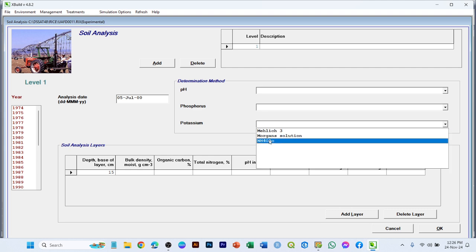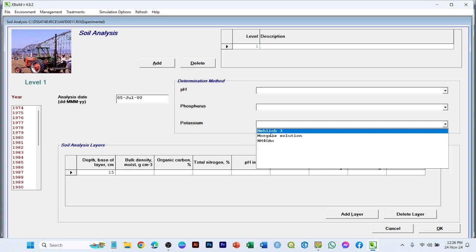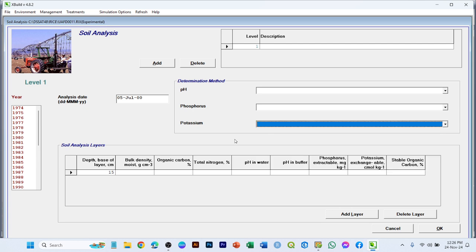Similarly for potassium, there are different methods of how you collect and calculate your potassium value. So these are the methods. If you select the method, a window will come, another tab, and you put in the value. No, this is only the source. All the values are numbers. Yes, you have to put in all the things over there with different layers: organic carbon, bulk density, total nitrogen, pH in water, phosphorus, potassium, and stable organic carbon. For each value, you have to put it over there. Understand?